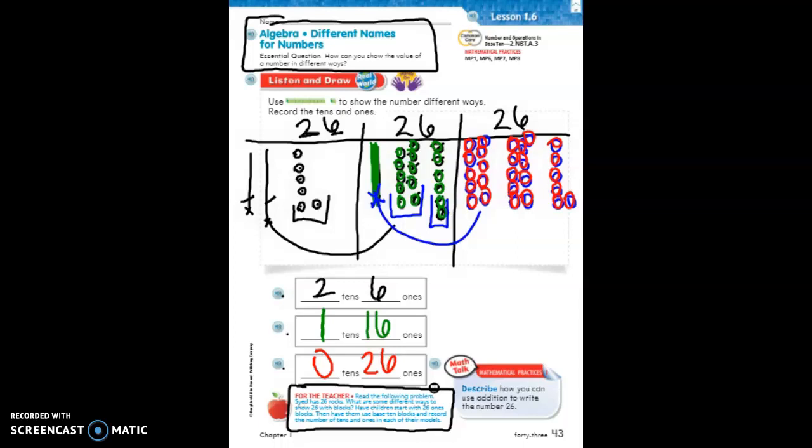So all of these ways show the number 26. They just show it in a different way. It's still the same value. It's still a total of 26. One is 2 tens and 6 ones, 1 ten and 16 ones, and 0 tens and 26 ones.